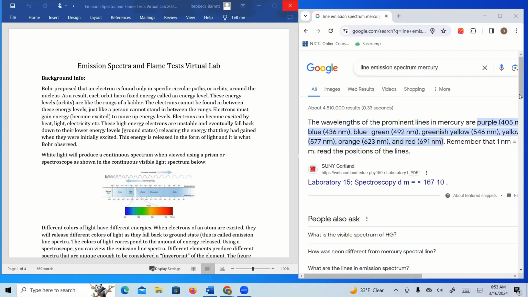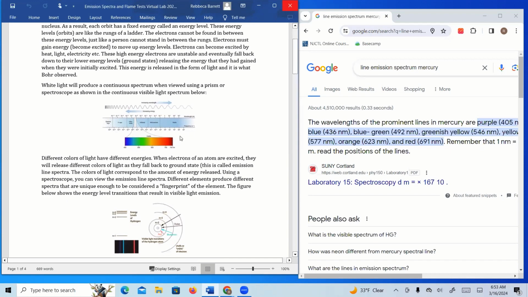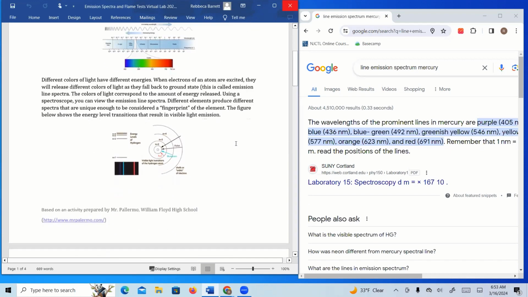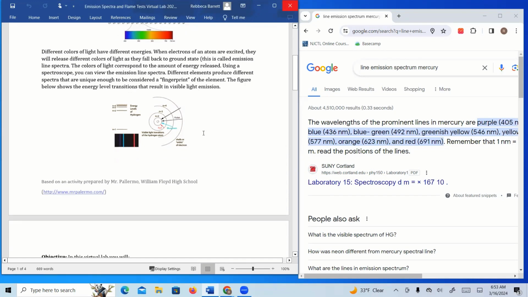Right, in this video, we're going to look at the lab for emission spectra and flame tests. So let's go through what will be required to complete this virtual lab. The lab starts with some background information related to how these emission spectra are generated and what is happening with electrons to generate light at a specific color.